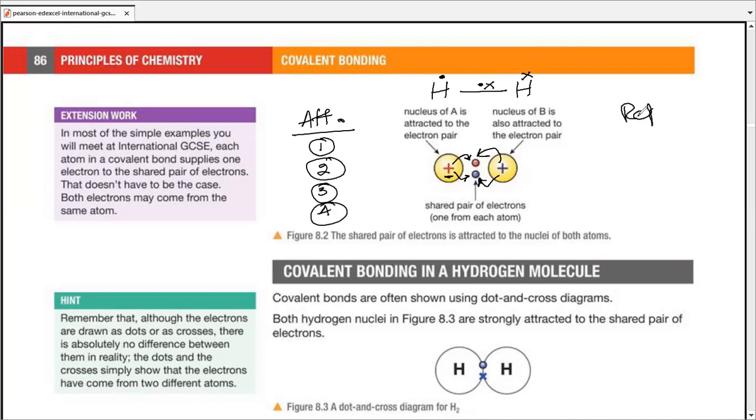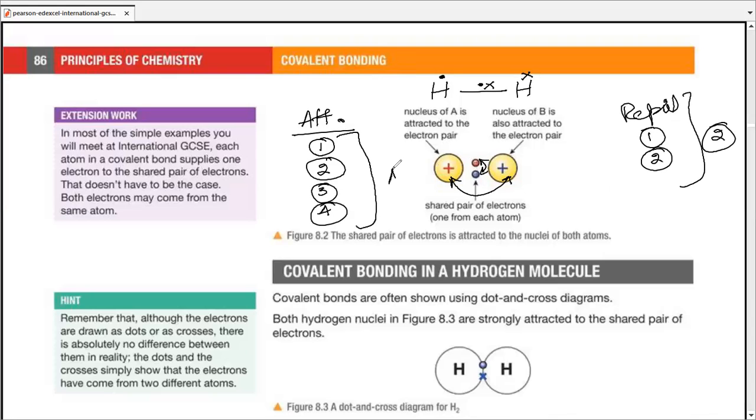Let's count the repulsive forces. I hope you understand that repulsive forces are between the similar charges. So this might repel this one, first repulsive force, or this might repel this one having the same charge, second repulsive force. If you add them up, you would see that you have a total of 2 repulsive forces and a total of 4 attractive forces. And as the attractive forces dominate, being higher in number, the bonds keep the atoms together. I hope this explains why the bond is still stable.